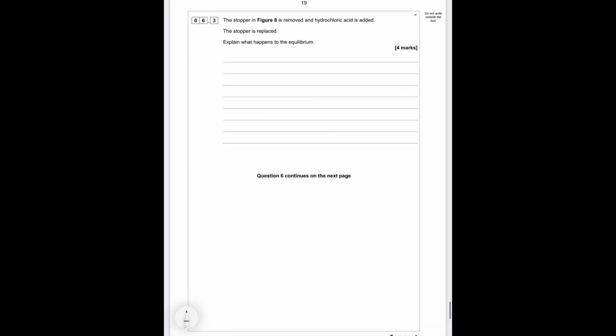So in this part of the question, we're told that the stopper in figure 8 is removed and hydrochloric acid is added. The stopper is replaced. Explain what happens to the equilibrium. So according to Le Chatelier's principle, the system will try to counteract what we do to it. So if we're adding extra reactants, the equilibrium will shift towards the right-hand side to use up the extra reactants that have been added. And this will happen until a new equilibrium is reached.